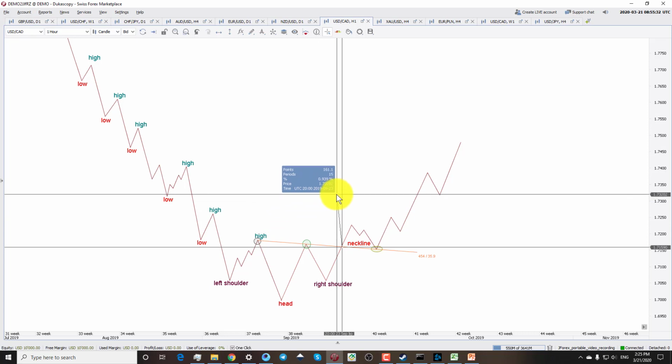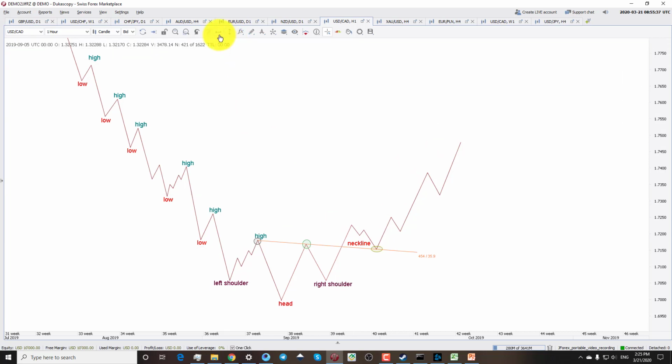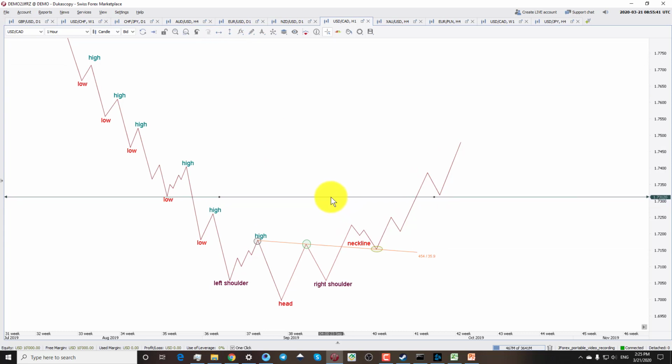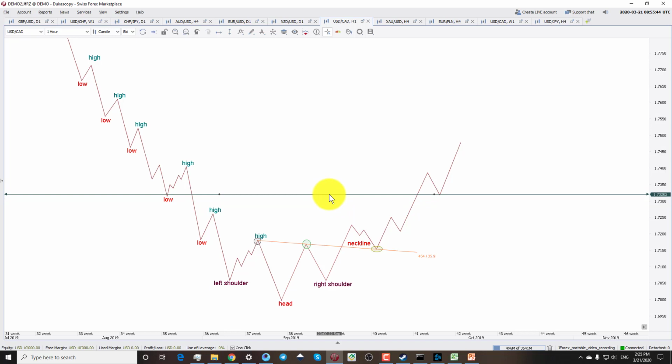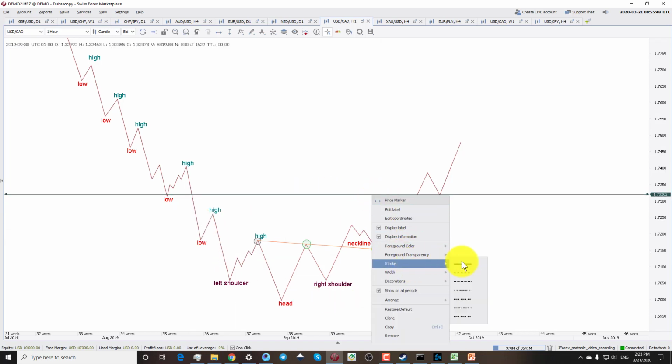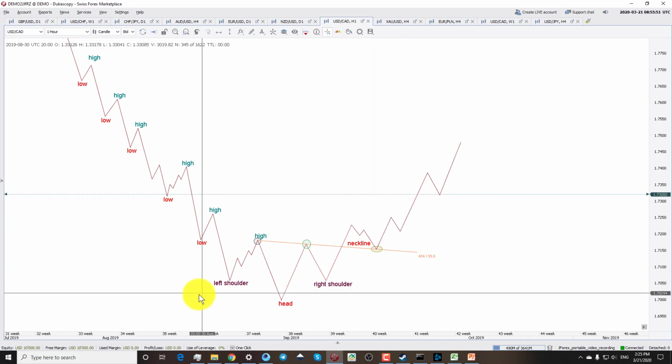So we shall book profits when the price reaches 1.73202. So this will be our price target. I hope I am clear in this one. So that's all about the identification of this head and shoulder, which is the inverse head and shoulder pattern. In the next video we will be discussing the do's and don'ts about this pattern.